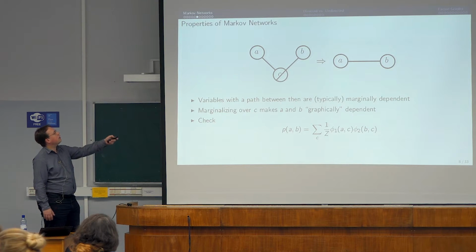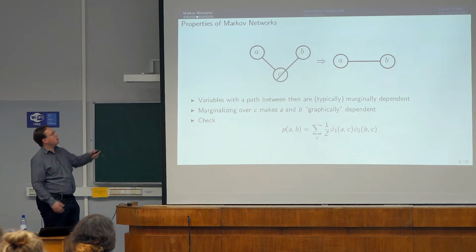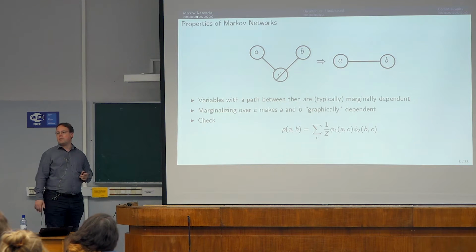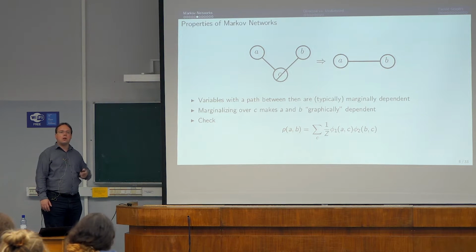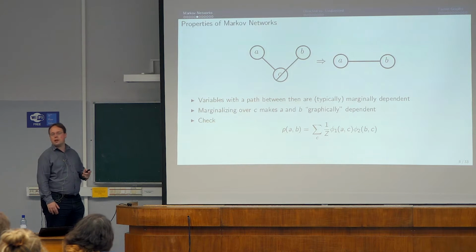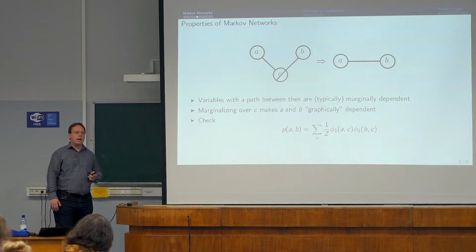So typically, in a network of this kind, everything that is connected by any kind of path will be marginally dependent on each other. It's not necessarily the case for the directed model, but for the undirected model, typically everything is dependent on everything unless we impose some conditioning.